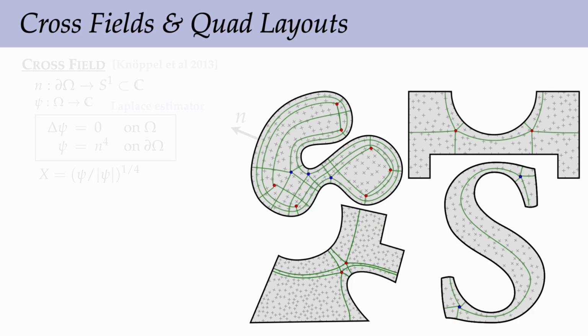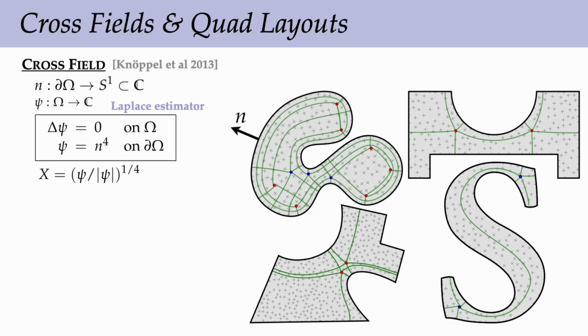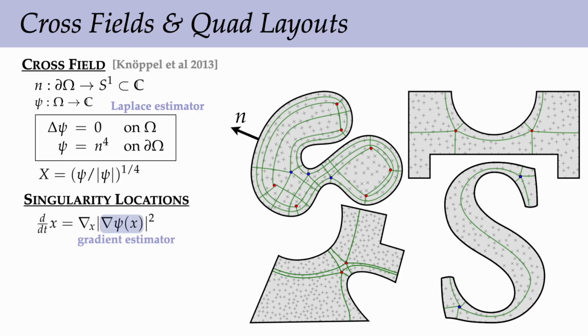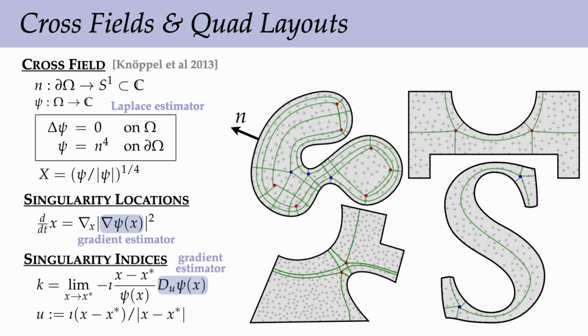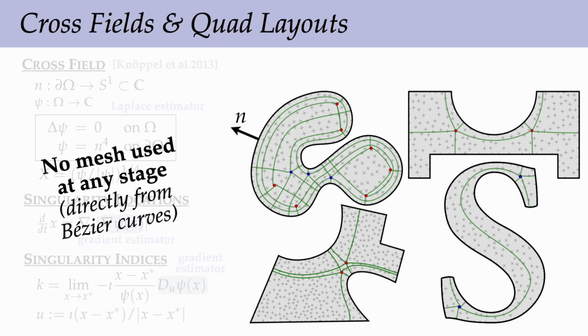So without going too much into the detail, we basically solve for a cross field by solving some kind of Laplace equation. We then use our gradient estimator to find where the singularities are, basically doing a gradient descent, and then again use the gradient estimator to determine what the index of each singularity in this field is, which we can then use to trace out these quadrilateral regions. And again, to stress, there's no mesh used at any stage of this process. We're solving this directly from Bezier curves.